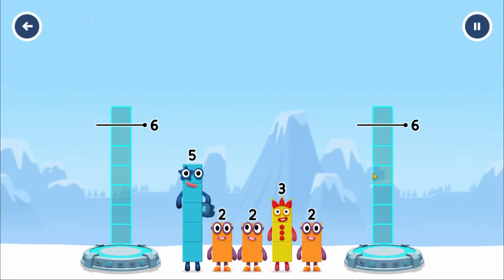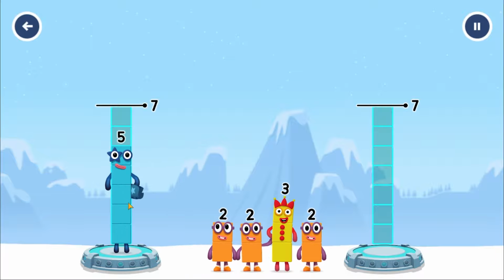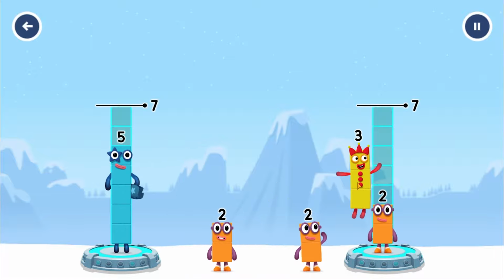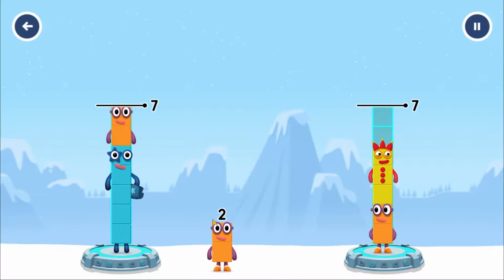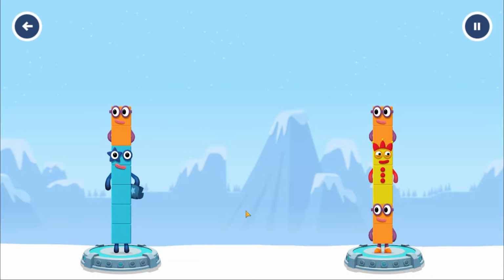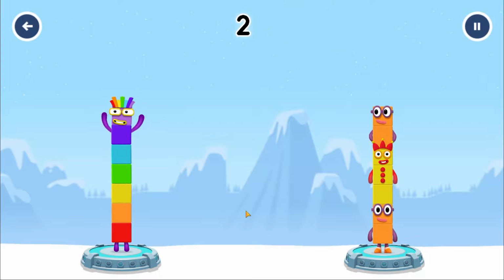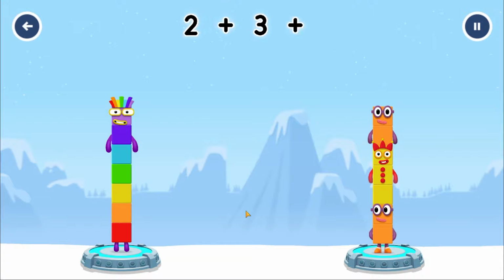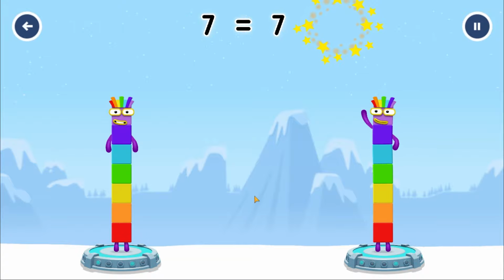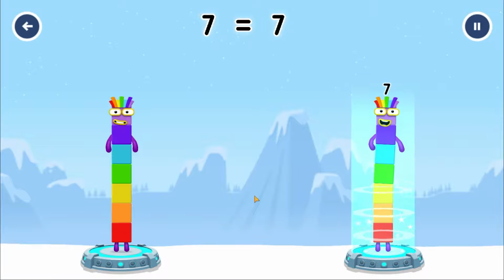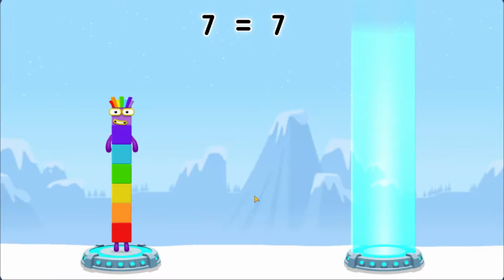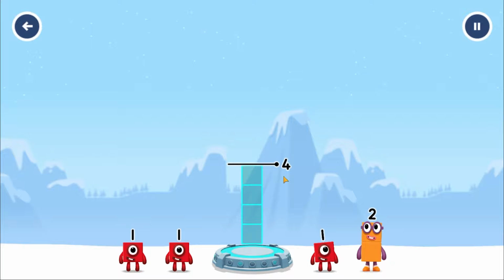Share the number blocks evenly to make 2 groups of 7. 5, 2, 3, 2. You cracked it. 5 plus 2 equals 7. 2 plus 3 plus 2 equals 7. 7 equals 7.